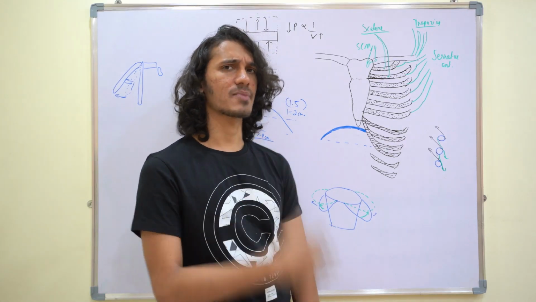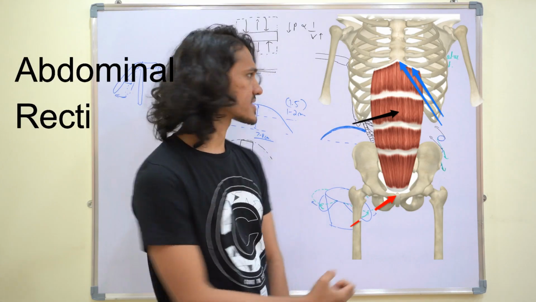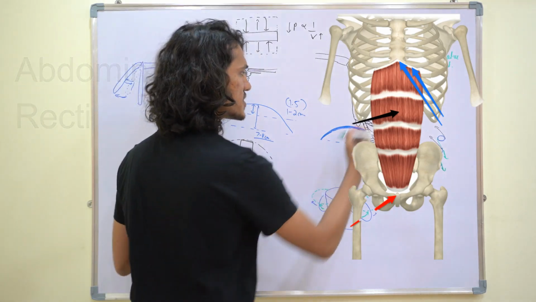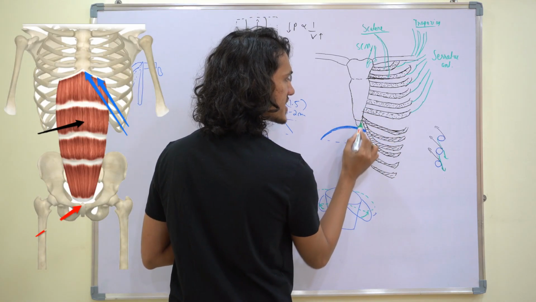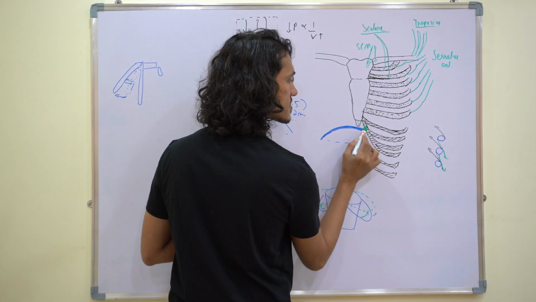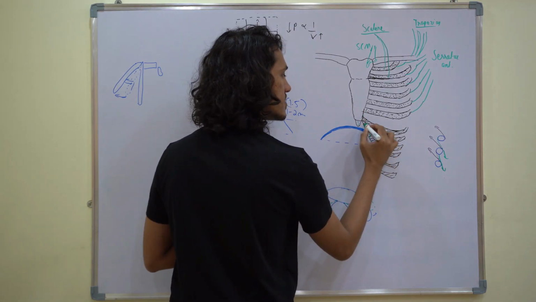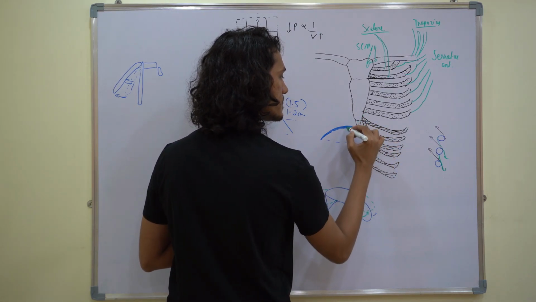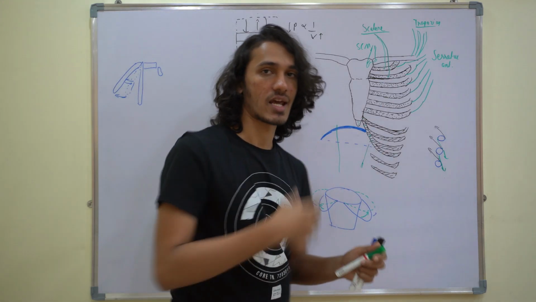So we got your recti muscle. Just take a look at the recti muscle over here. This recti muscle comes like this, and it has attachment to your xiphoid process, this part of the 5th, 6th, 7th, 8th ribs, like this. So that is your recti muscle.